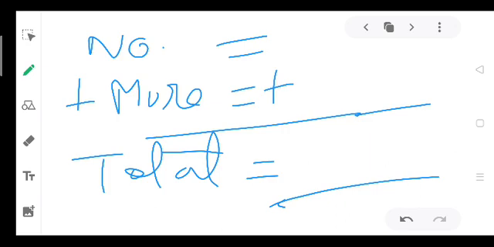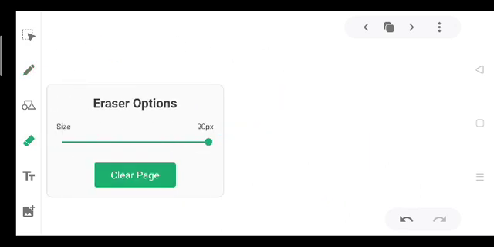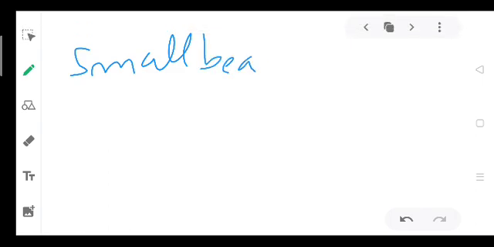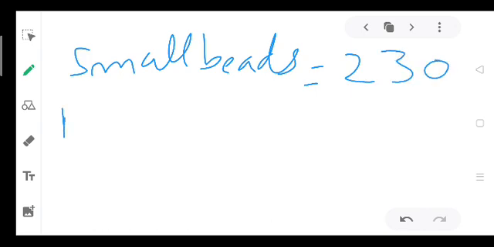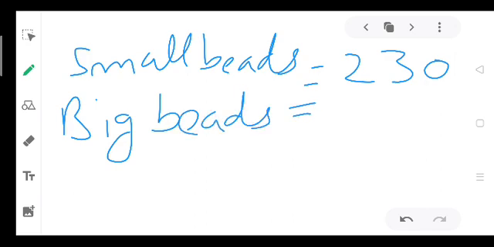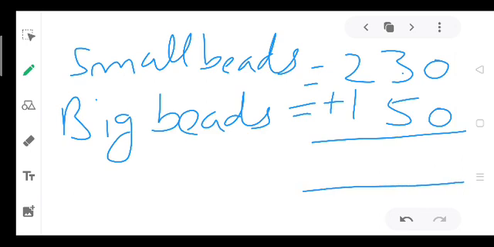Second step, you have to think about the statement, how we will write the statement. It should be meaningful, it should be small also. So we will write this statement here, and we can write in this way: small beads is equal to 230, big beads is equal to 150. And now we will add it, and what do we find here?